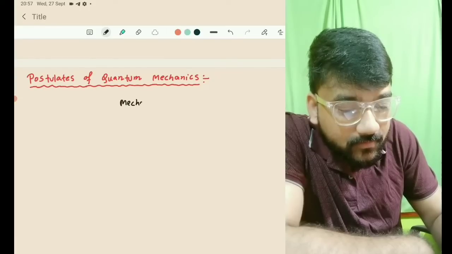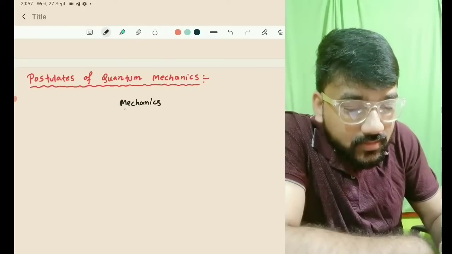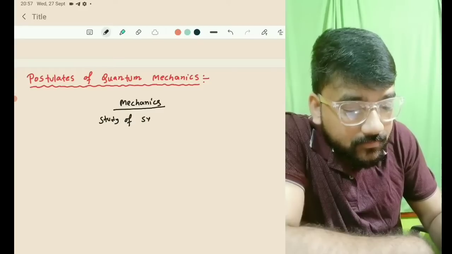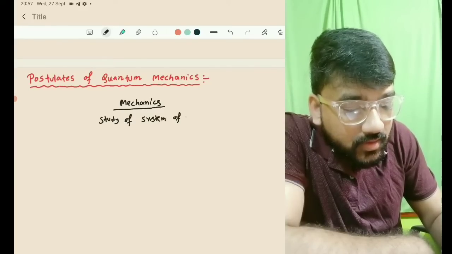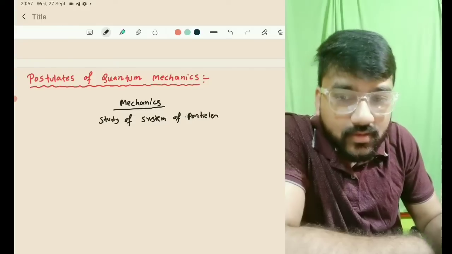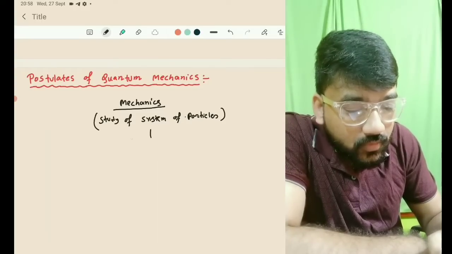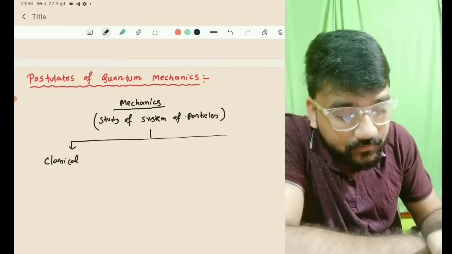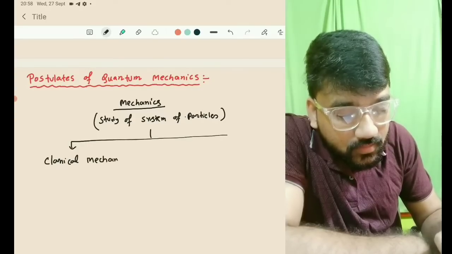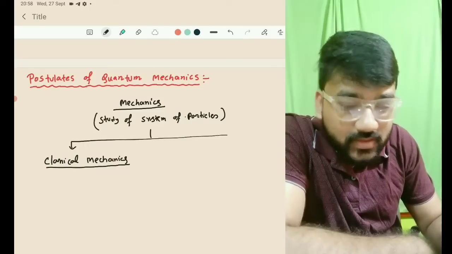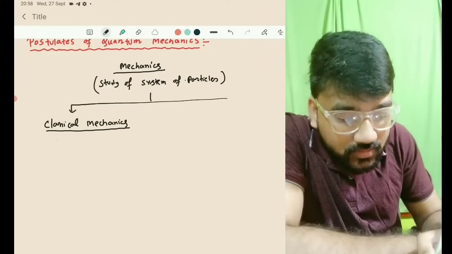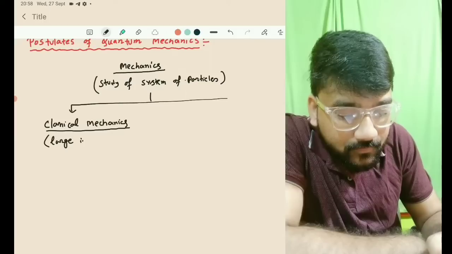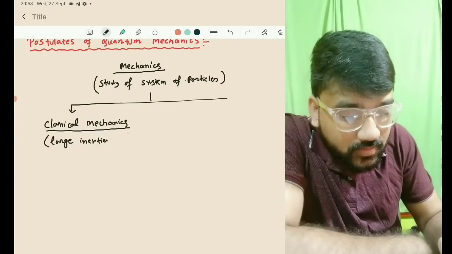So in mechanics, what we do is the study of a system of particles. But if you talk about classical mechanics, then here we will study the system of particles where the inertia of the particle is large. So large inertia particles.